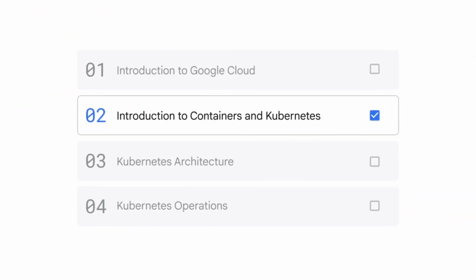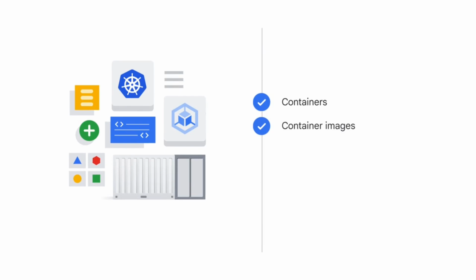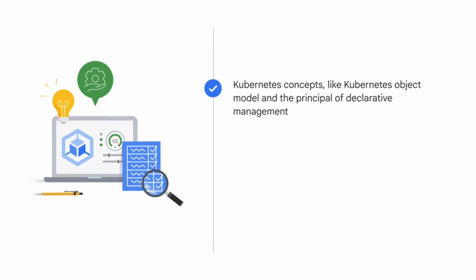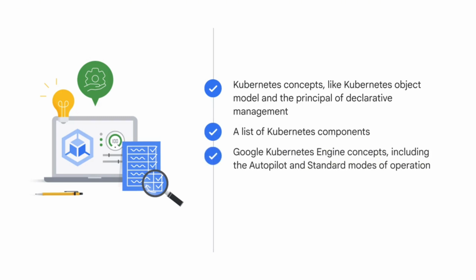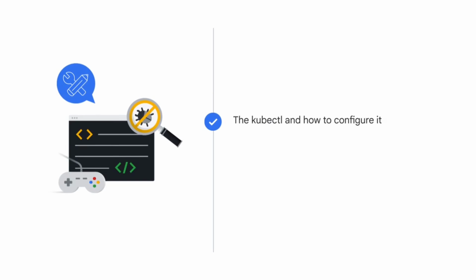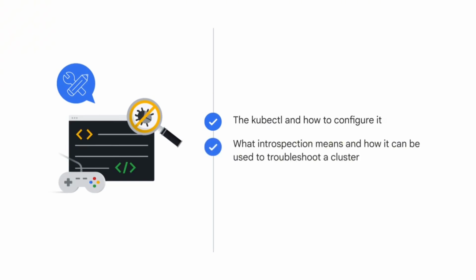In the second section, you learnt about containers, container images, Kubernetes, and Google Kubernetes Engine. In the third section of the course, you were introduced to Kubernetes concepts like Kubernetes object model and the principle of declarative management, a list of Kubernetes components, Google Kubernetes Engine concepts, including the autopilot and standard modes of operation, and Kubernetes object management. And finally, in the last section, you examined kubectl and how to configure it, and what introspection means and how it can be used to troubleshoot a cluster.